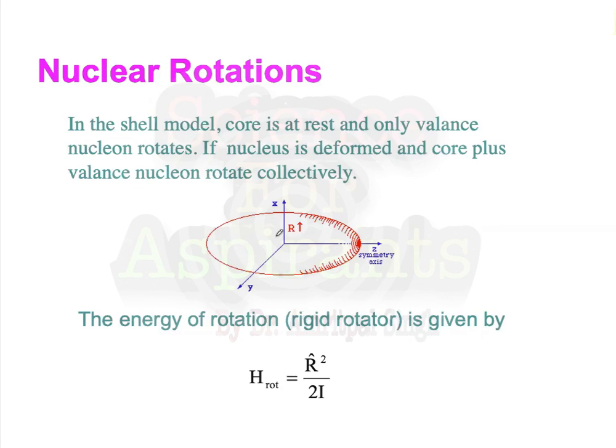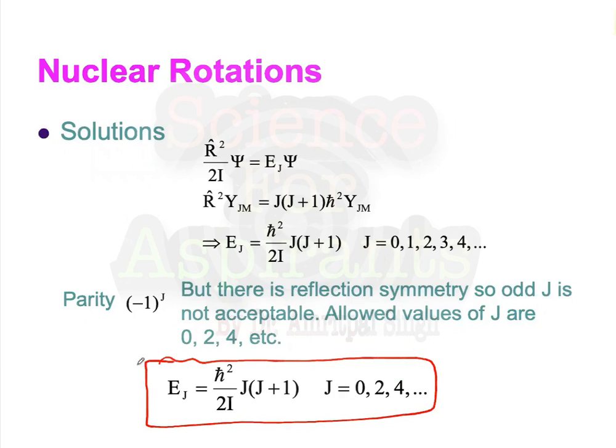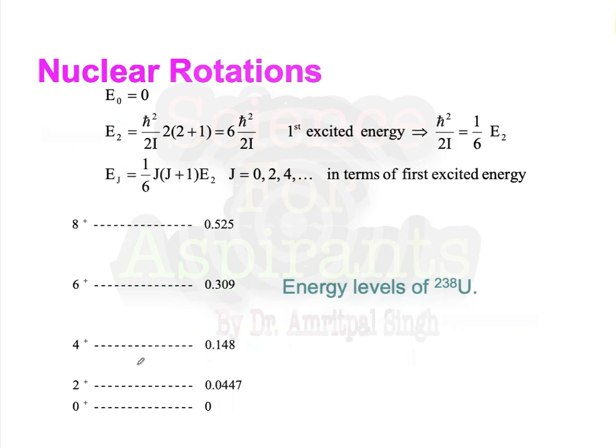So, nuclear rotations. They have also found the rotational energy spectra, and the energy of this rotation is due to the rigid rotator. The value of R is continuously changing due to this nuclear rotation, and I represents the moment of inertia. This is the formula you will use to find the different rotational energy states, and some numericals also come from this portion.